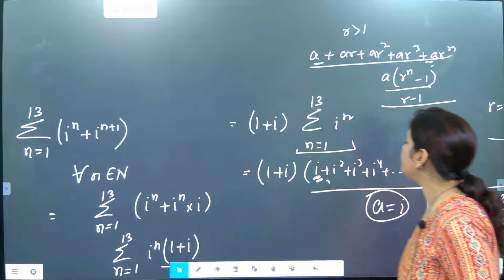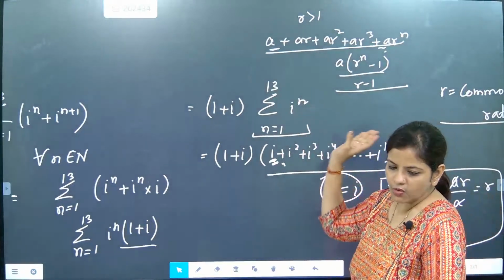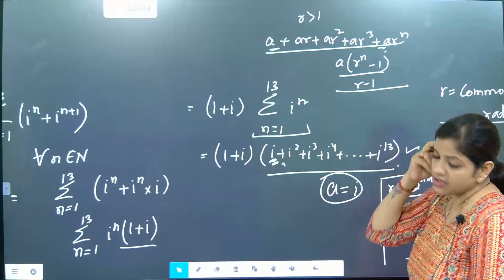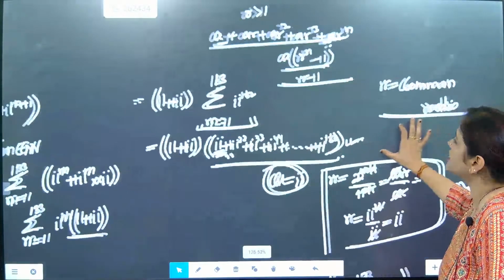Now by implementing summation, the sum of all the terms one by one will open out. So it will come as i square, i cube, i to the 4 till i to the 13. After this, I exactly implemented GP.